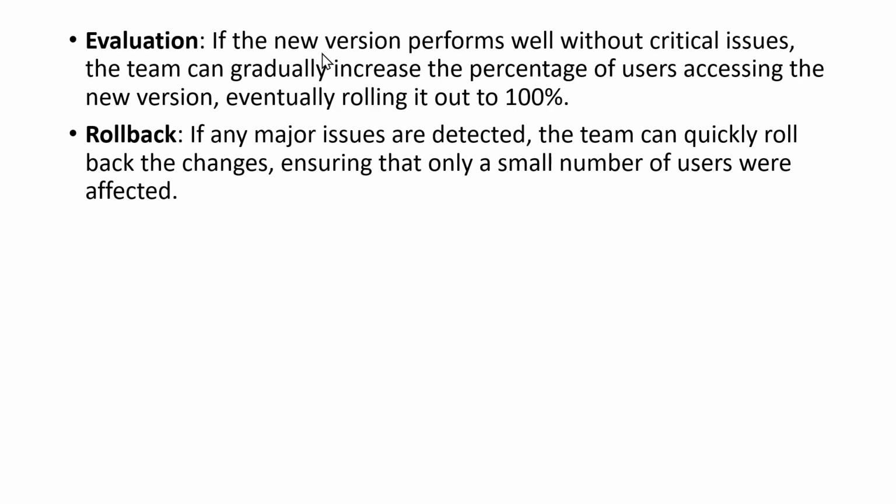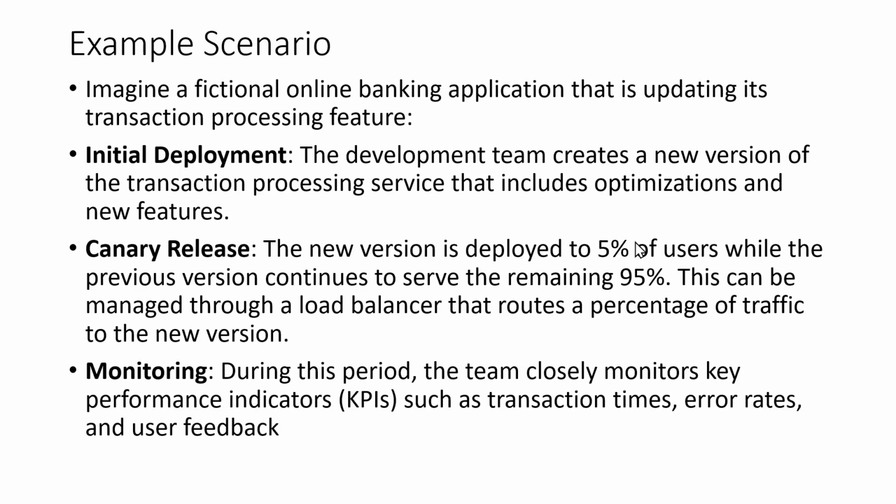Evaluation: if the new version performs well without any critical issues, the team can gradually increase the percentage of users accessing the newer version, eventually rolling it out to 100%. Initially they released to only 5% of the traffic, and gradually they increase it, from 5% to 25% or 30%, then 50%, up to 100%. They won't move completely to 100% in one go, so they gradually increase the traffic routing.